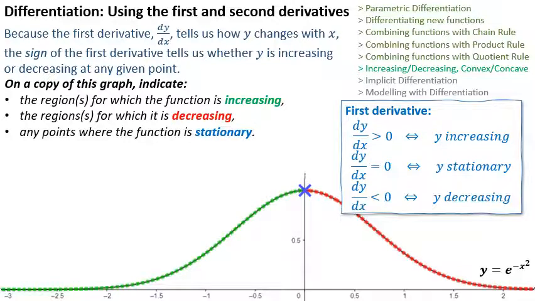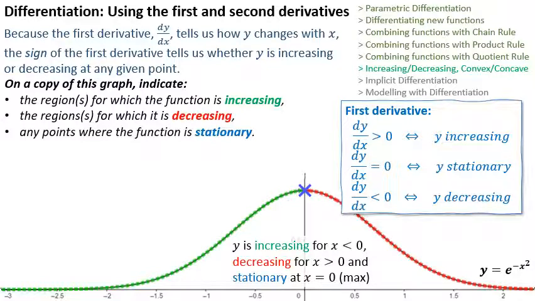Here's what the graph should look like if you've managed those. Throughout the negative values of x, the curve is always increasing. Sometimes it's increasing more quickly, and sometimes it's increasing more gradually, depending on the steepness of the slope, but the function is increasing for all negative values of x. The function is decreasing for all positive values of x. And in between, when x equals 0, we end up with a stationary value. In this particular case, that happens to be a maximum.